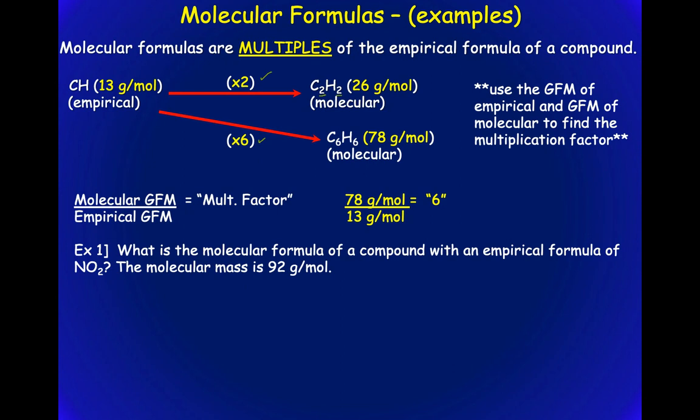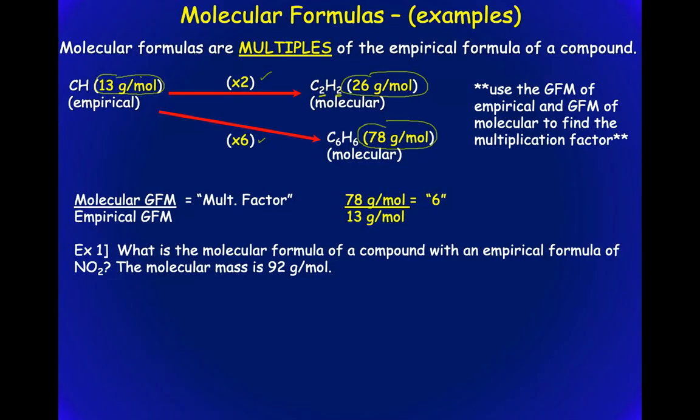But notice also that the empirical formula in this case has a GFM of 13. If you multiply it by 2, not only do the subscripts multiply by 2, but the GFM also does as well. So that's important to know: the GFM is also a multiple of the empirical's GFM, and that's where you get the factor from. If you don't know what the factor is, it's very easy.